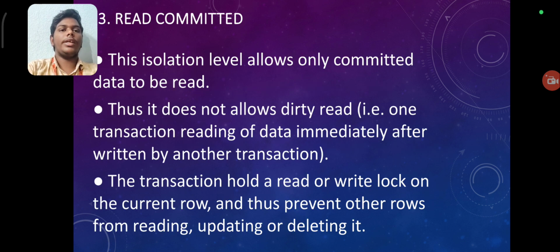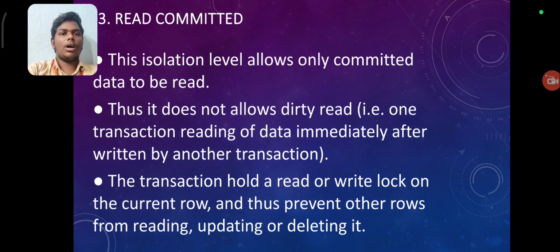The third level is read committed. This isolation level allows committed data to be read. Thus, it does not allow dirty reads, that is, one transaction reading data immediately after it was written by another transaction. The transaction holds a read or write lock on the current row, thus preventing other transactions from reading, updating or deleting it.